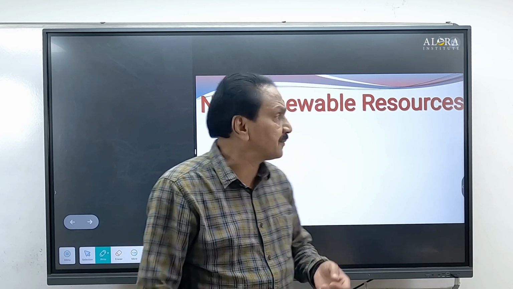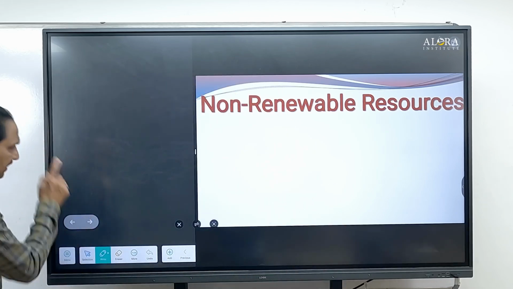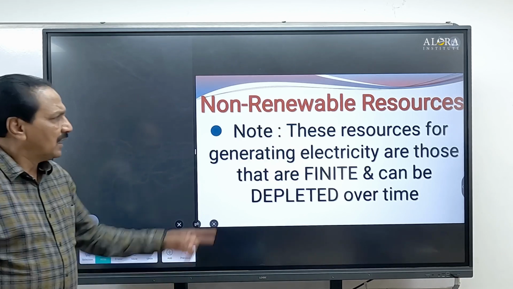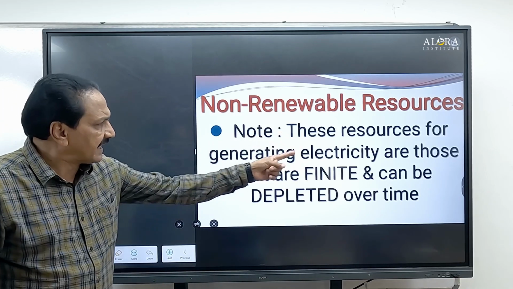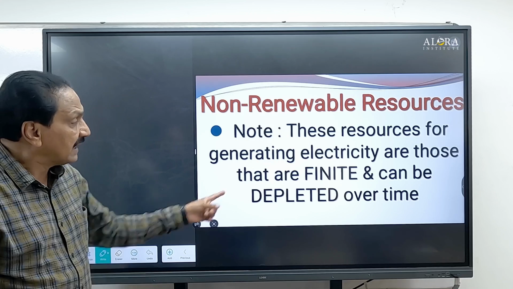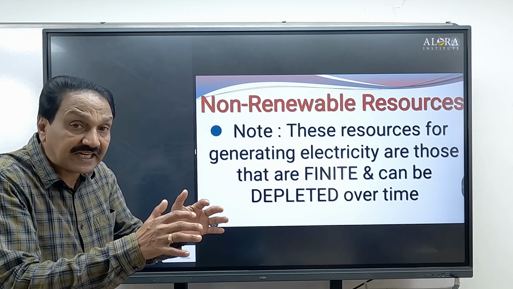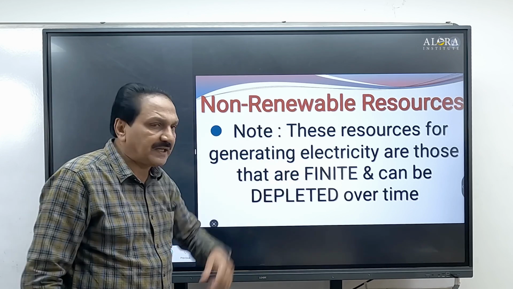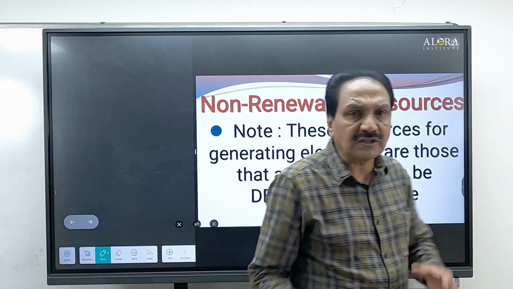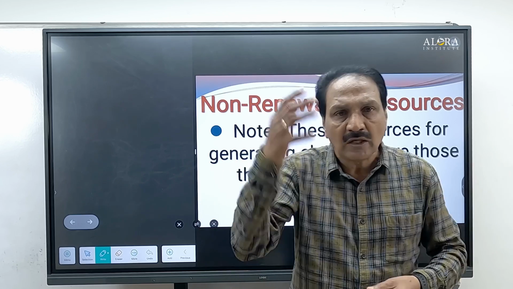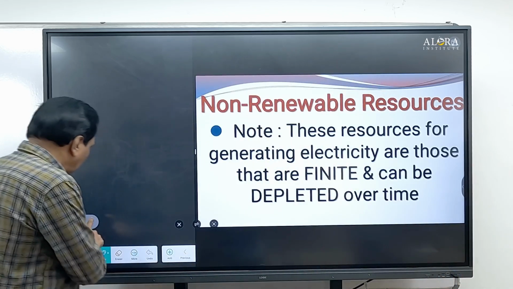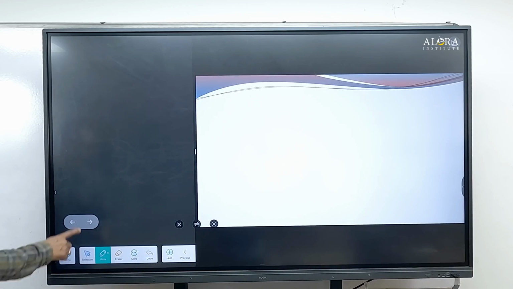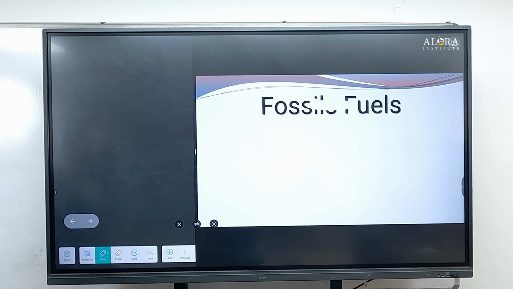So what are the different types of non-renewable resources? Look at this. The resources for generating the electricity are those that are finite, restricted. They won't last for a longer time. Finite and can be depleted over time. Since they cannot run for a longer time, we call them non-renewable resources of energy. Let's go for the examples here.